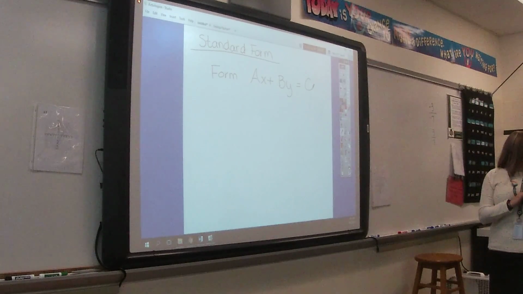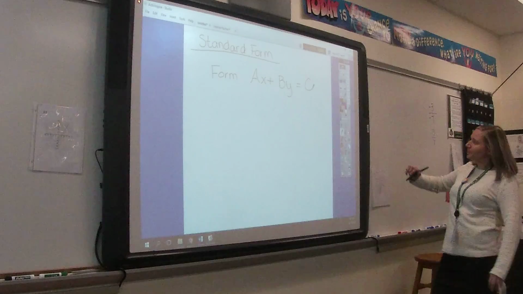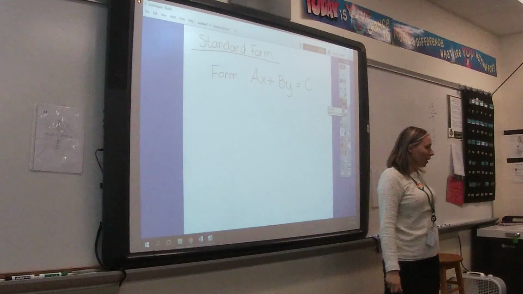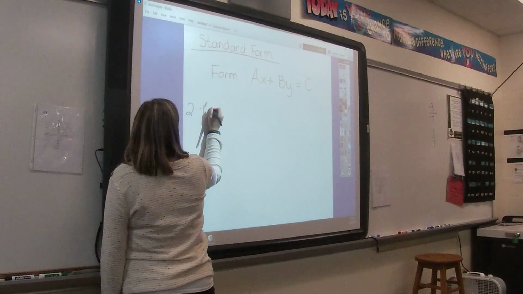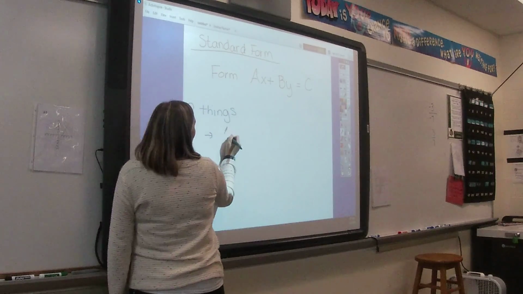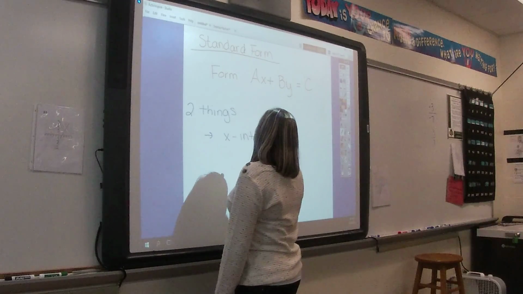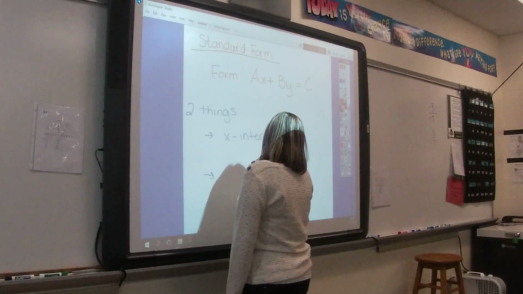So this is the idea of how could we graph when x and y are on the same side of the equal sign without having to solve for y. Right now, the only way that we know how to do something is to solve for y and make a table. So what are we going to do if we're given something in this form? When we are given something in this form, there are two things that we are going to be able to find. We can easily find the x-intercept, and we can easily find the y-intercept.